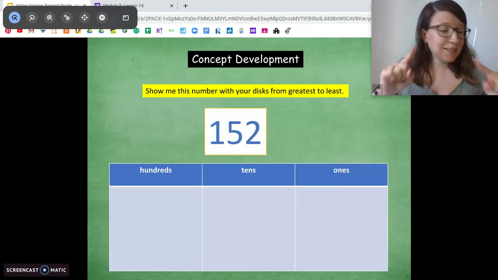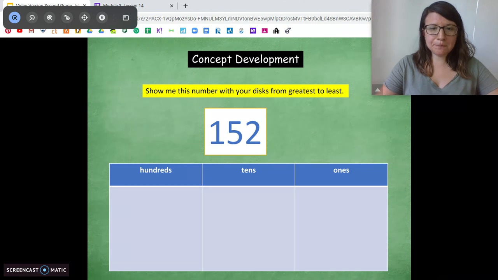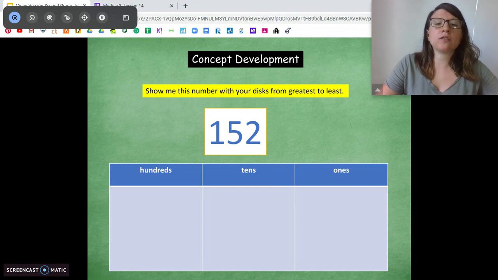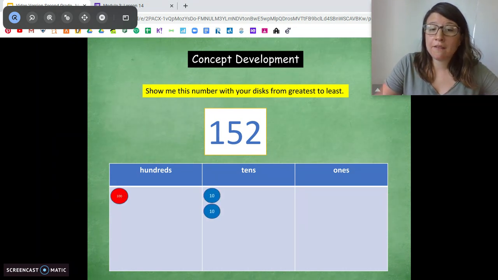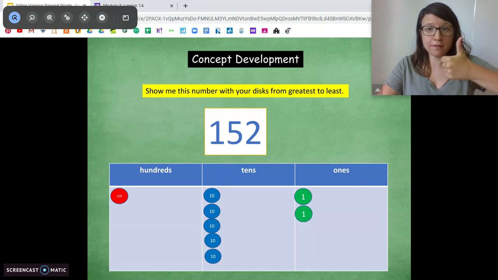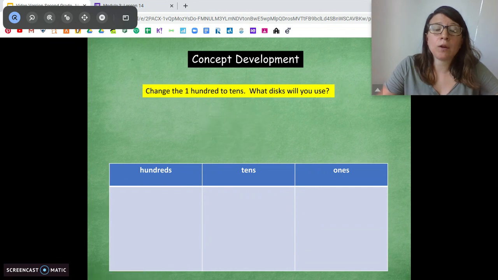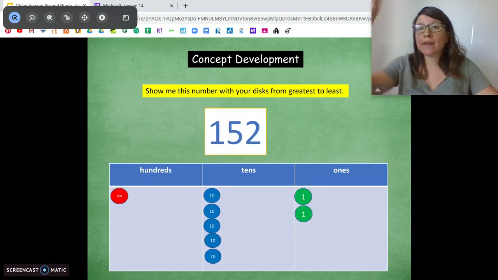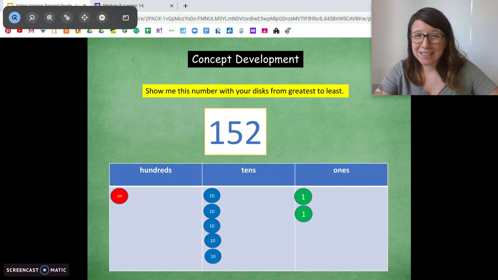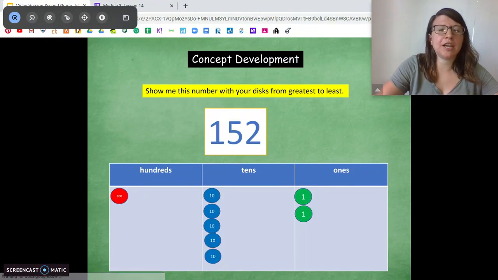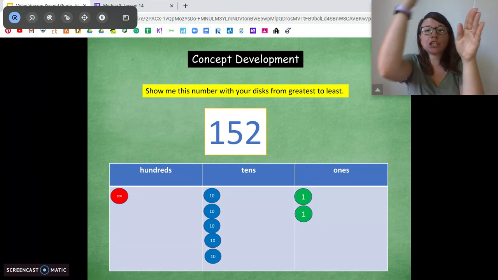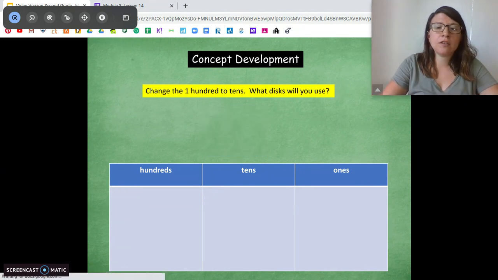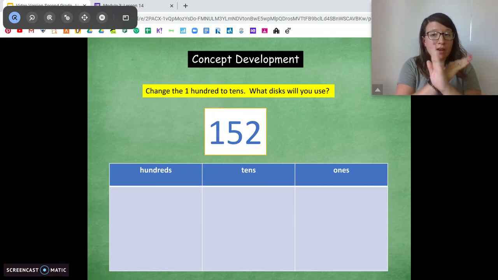Clear your boards. Show me this number with place value discs. Pause the video. Do that now. Got it? Okay. So it should look like this. You should have 1 hundred, 5 tens, and 2 ones. Fix it if you don't have it. Otherwise, good job. All right, this time, I want you to change that 100 to how many tens? 10 tens. Awesome job. We're going to change that 100. We're going to get rid of it, and we're going to exchange it for 10 tens, moving to the right.